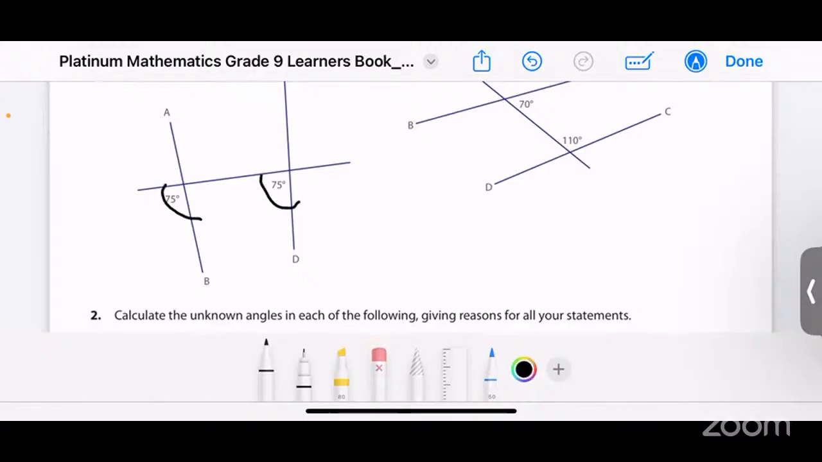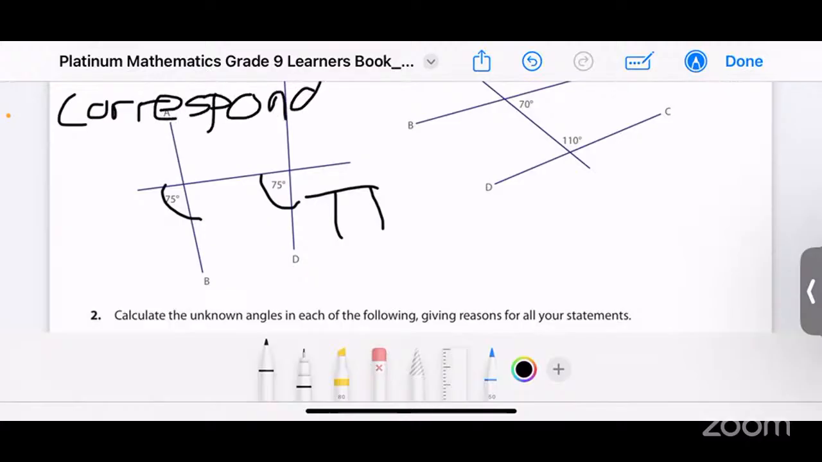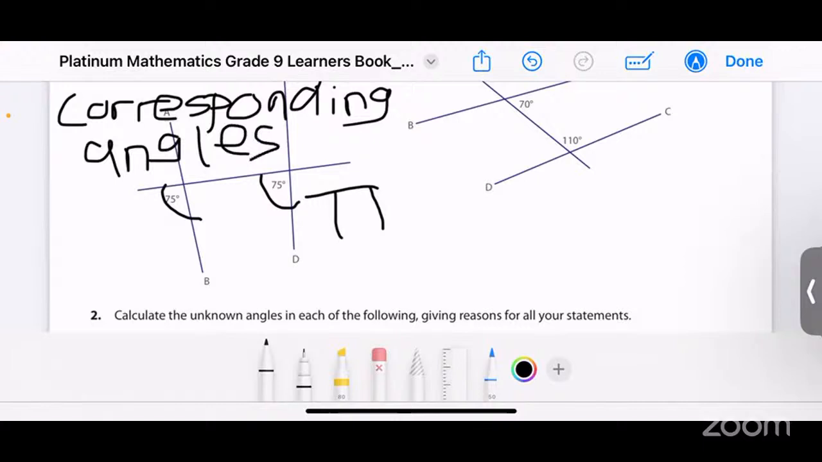This one is forming an F. It's forming an F like this. And once it forms an F, they are what? Corresponding, ne? These are corresponding angles. Did you see that? There is an F there.